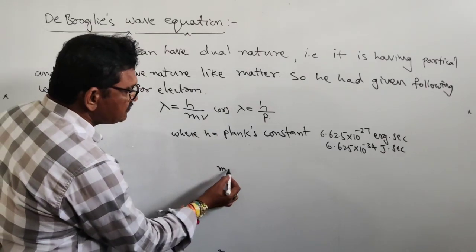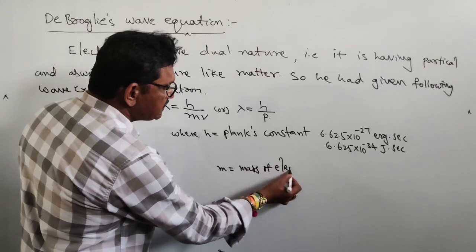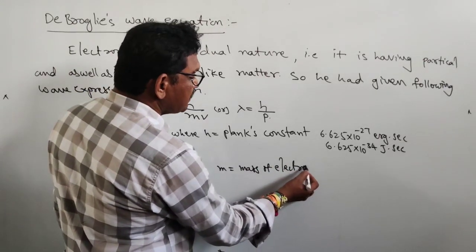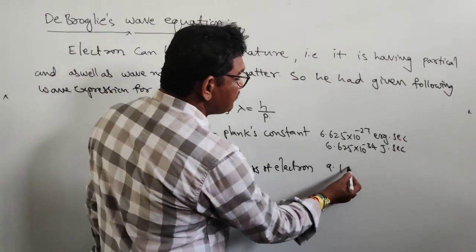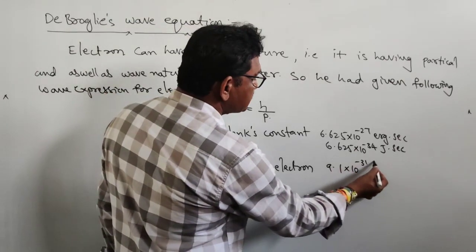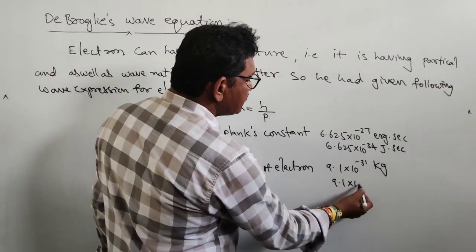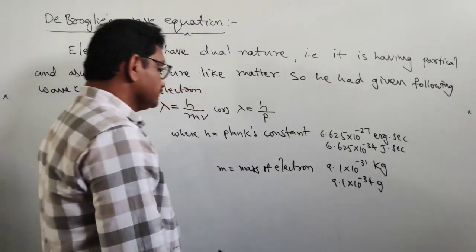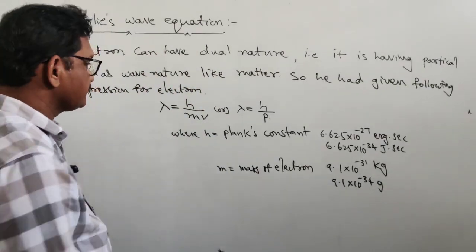So m is equal to mass of electron. It is very small, actually negligible mass. Electron can have negligible mass. So mass of electron is equal to 9.1 into 10 power minus 31 kg. If you want to express this value in grams, it is 10 power minus 28 grams. Students, you have to copy down all this.